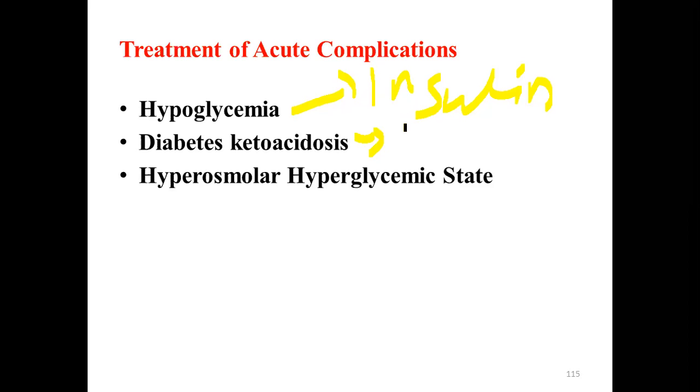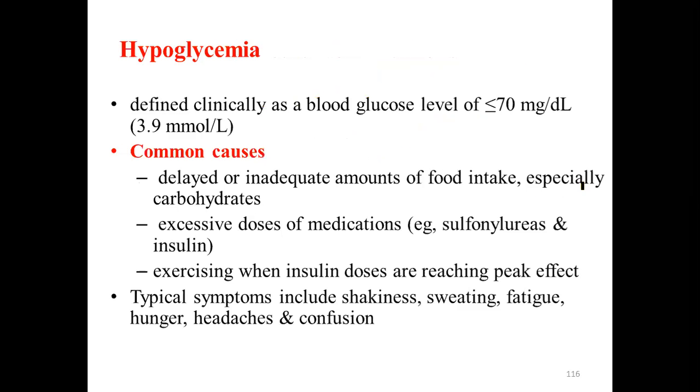Hypoglycemia is mostly associated with insulin therapy, but diabetic ketoacidosis is one of the most common complications in type 1 DM, while hyperosmolar hyperglycemic state is mainly associated with type 2 DM. We will see how we manage those conditions and the differences between diabetic ketoacidosis and hyperosmolar hyperglycemic state. Hypoglycemia is defined as a sugar level of less than 70 milligrams per deciliter.